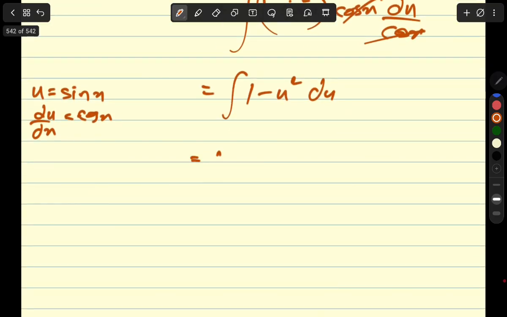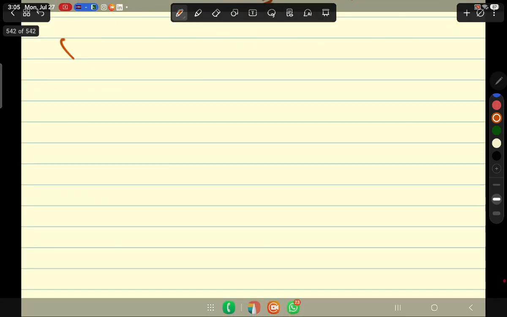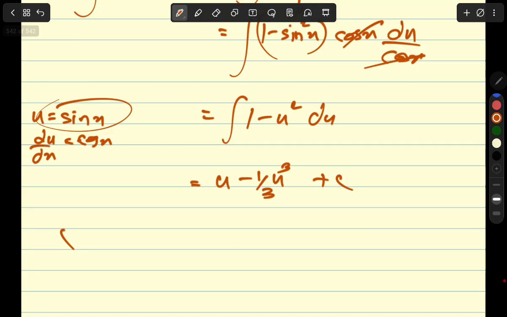Now this is very easy. This is just u minus 1/3 of u cubed plus c, and then u was sine x, so I'm going to write sine x minus 1/3 of sine cubed x plus a constant of integration, and that's it. Okay, same strategy, different trigonometric function.